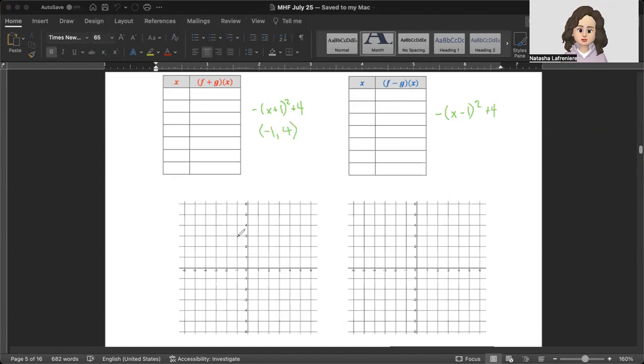So that means that this point here is our vertex. It is our maximum or minimum. And this will be on this side. So there's our first point. You can set your x's to any numbers. It is always best to keep them to these types of numbers.